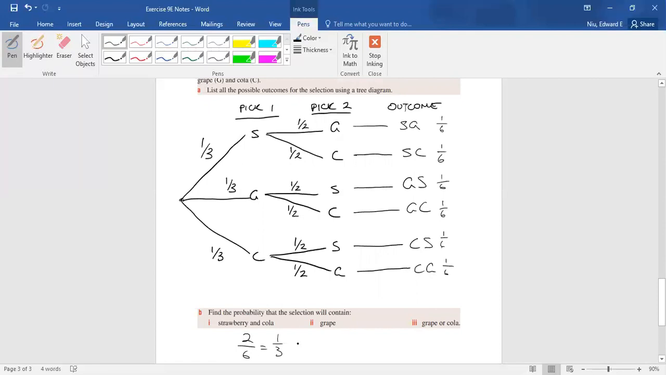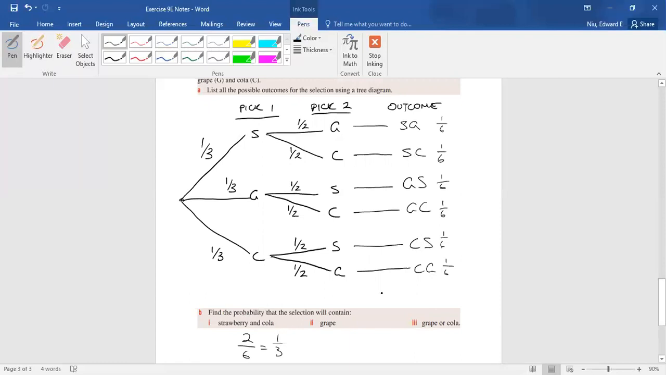They'll be saying specifically in the order of drawing a strawberry and then a cola, but here it doesn't say, so we have to assume any order is fine. And because we can get a strawberry first and a cola second, and then a cola first and a strawberry second, they should both fall under that.